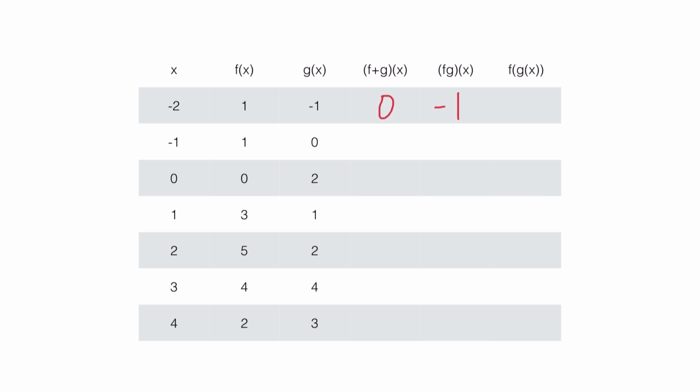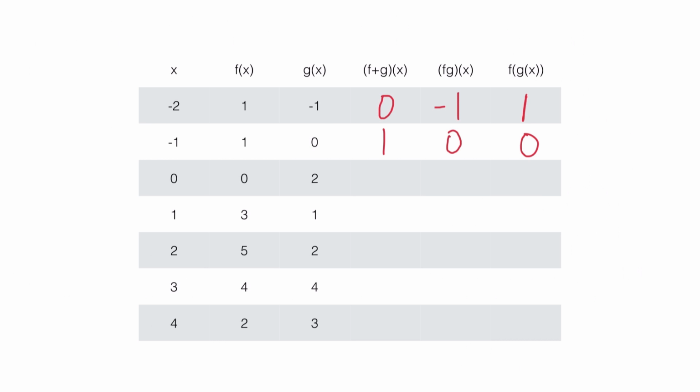How about f composed with g? Well, what is g of -2? It's -1. And what's f of -1? It's 1. So 1 goes here. We'll go down, and then let's see here. So 1 plus 0 is 1. 1 times 0 is 0. And then g of -1 is 0. And f of 0 is 0. So 0.